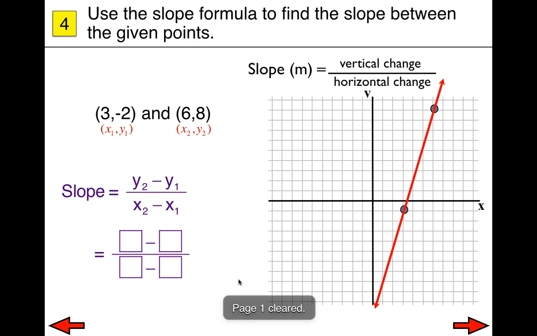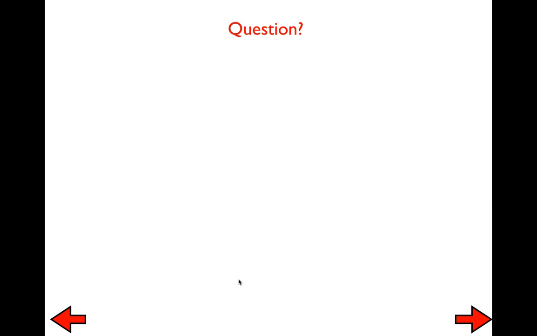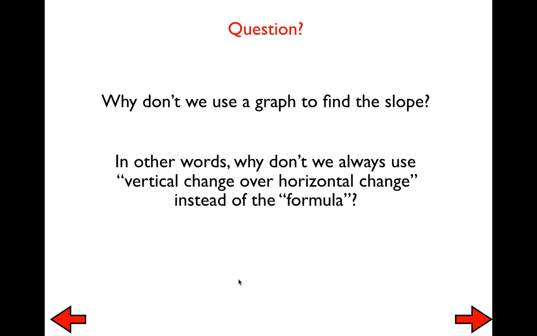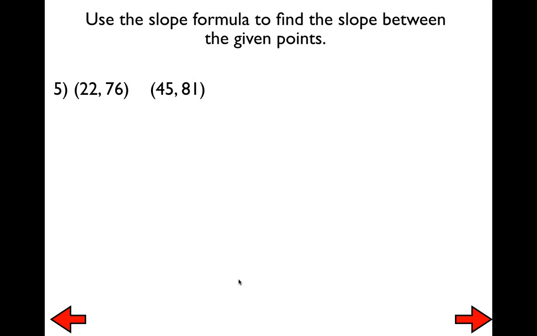So now let's talk about something here. Why in the world don't we use a graph every single time to find slope? So in other words, why don't we always just check vertical change over horizontal change? It seems like it's a little bit easier than the formula because I can visually see what the vertical change is and what the horizontal change is. Well, why wouldn't you want to? Because what if you're given an example like this, where the numbers are larger and it might not fit on your graph? Well, what are you going to do? So this is a prime example where using the formula can be very beneficial.